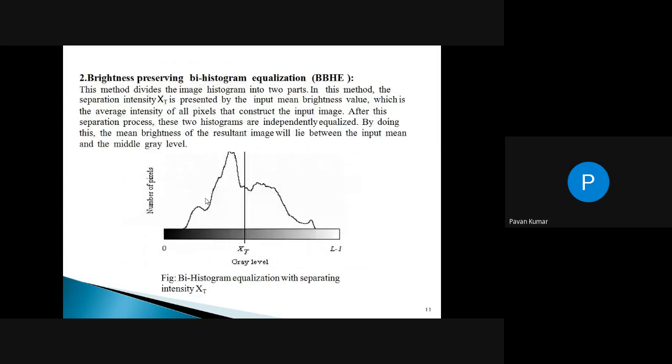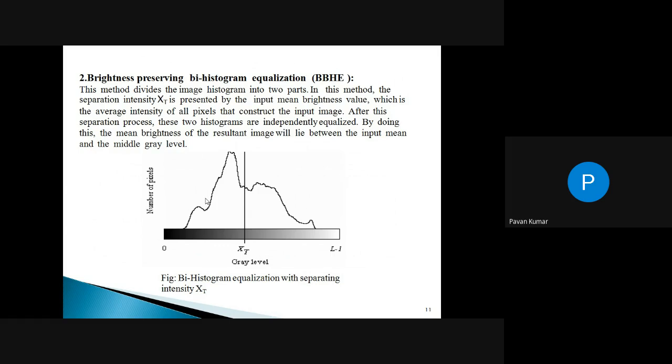Next, the second method: brightness preserving by histogram equalization. To overcome that saturation problem, for consumer electronics like television images, X-ray images, and medical images, we should not get that saturation effect. So in order to overcome that, we are going for the following equalization techniques. The first one is brightness preserving by histogram equalization.